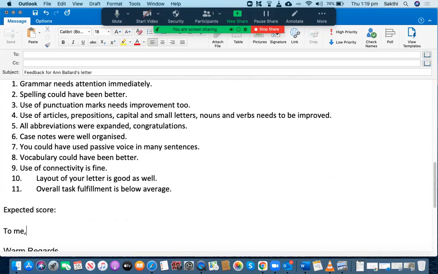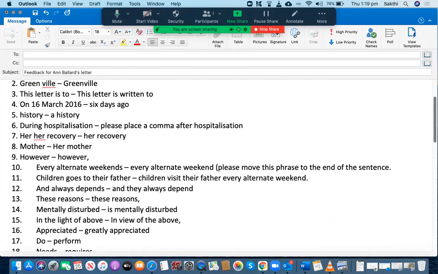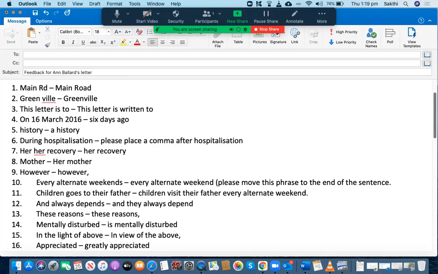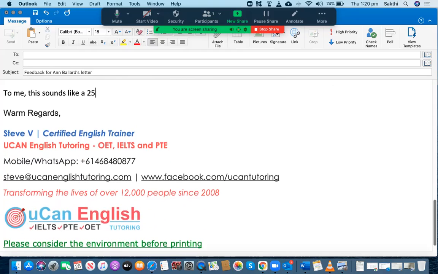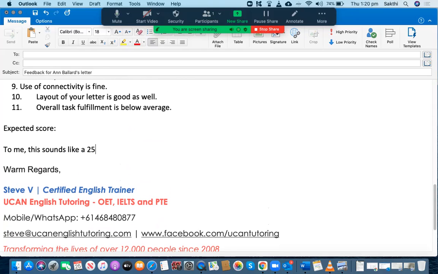Expected score. To me, this sounds like a 250 maximum, but let me go through the mistakes once again. To be honest, I think you have committed so many even major mistakes. The mistakes are really critical. They're not the minor ones. I think even this letter, according to me, doesn't even receive C grade. I would like to give her 230 out of 500. Because I'm not fully convinced to give you C grade.